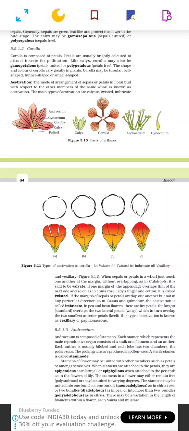If the margins of the sepals or petals overlap one another but not in any particular direction, as in cassia and gulmohar, that belongs to the imbricate aestivation.